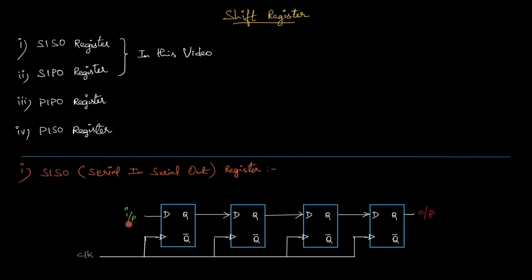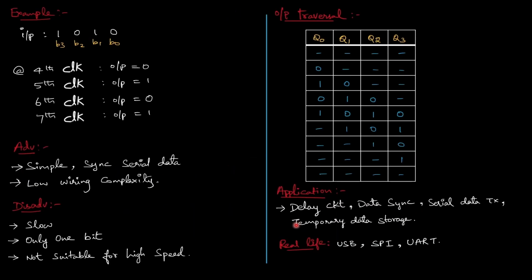As the name suggests, data enters one bit at a time and also comes out one bit at a time. Here I have connected 4 D flip-flops in series, all sharing the same clock. Here, every clock pulse shifts the stored data by one stage to the output. Let's understand this with an example.